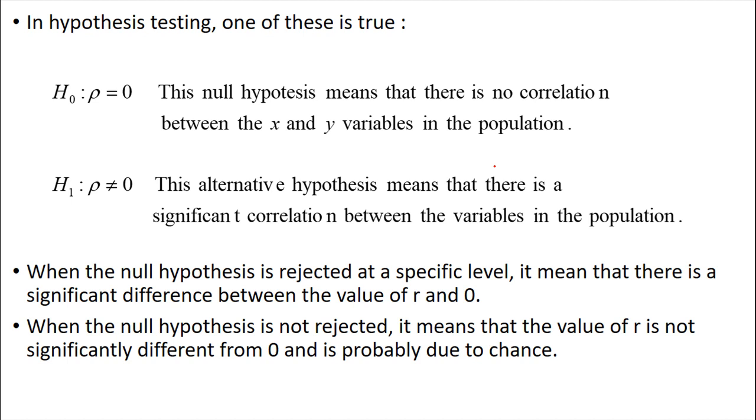When this null hypothesis is rejected at the specific level, it means that there is a significant difference between the value of r and 0. And when the null hypothesis is not rejected, it means that the value of r is not significantly different from 0 and is probably due to chance.